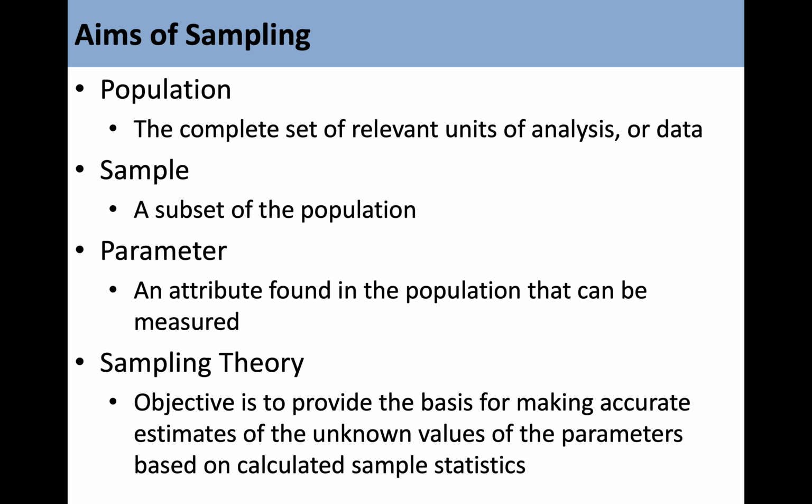The population is the complete set of relevant units of analysis or data. The sample is a subset of the population. A parameter is an attribute found in the population that can be measured. And when I was doing my research, of course, I was looking at resilience. I was looking at age as compared to resilience and education and whatnot. Those are all parameters. All the variables are parameters. Sampling theory's objective is to provide the basis for making accurate estimates of the unknown values of the parameters based on calculated sample statistics.